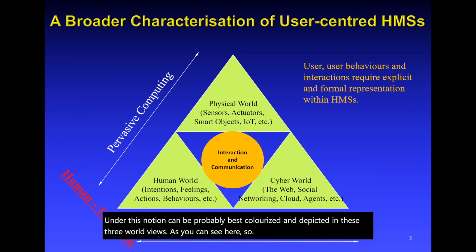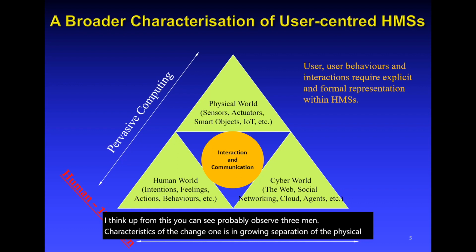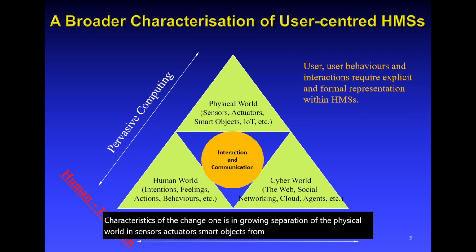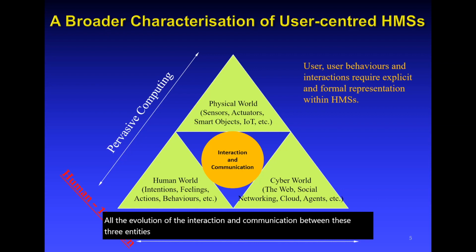From this, you can observe three main characteristics of the change. One is the growing separation of the physical world, sensors, actuators, smart objects, from the cyber world, the web, the cloud, the edge. So the computing capabilities are not all embedded and integrated in one machine. The second is the evolution of interaction and communication between these three entities. It's not only humans physically operating these devices. You can use gestures, you can use voice, all different types of multimodal interaction technologies.